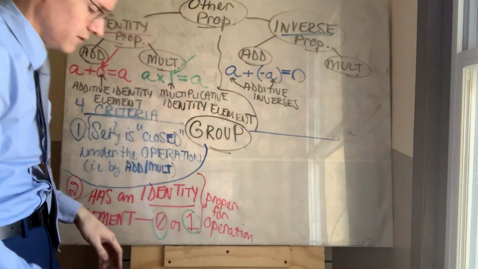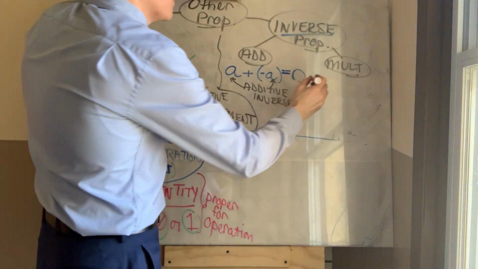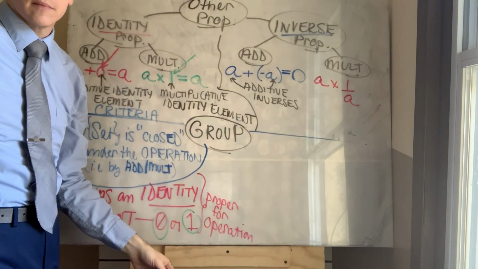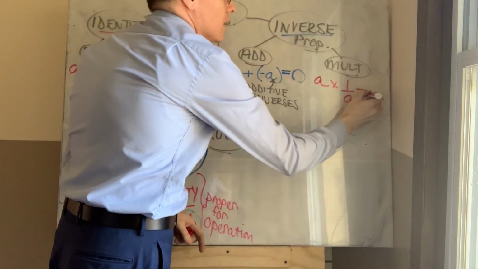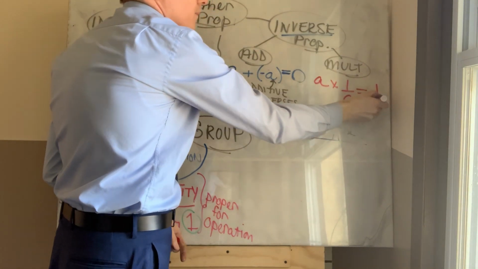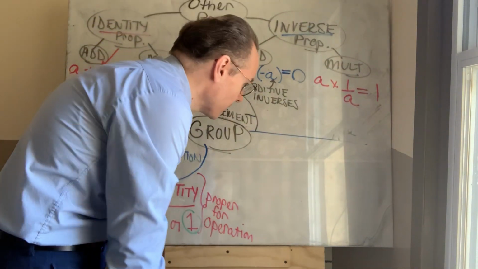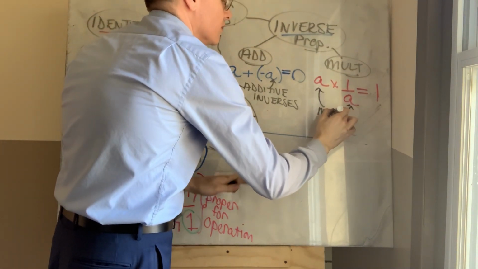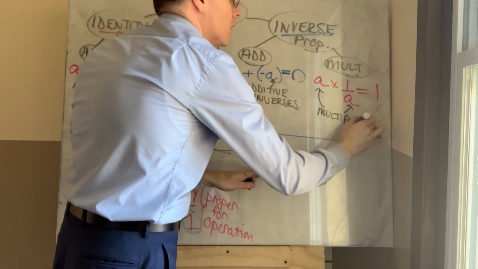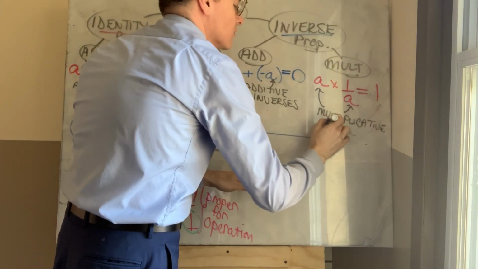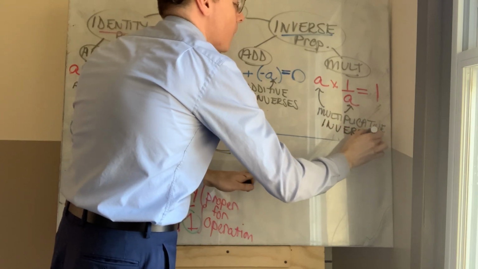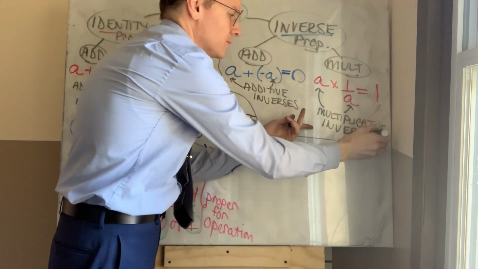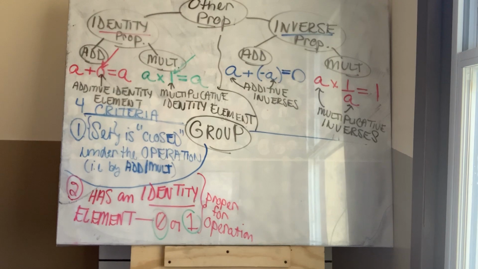Then there are multiplicative inverses. They look like this: a times its reciprocal. They produce 1. These are called multiplicative inverses. A number and its reciprocal are multiplicative inverses, and their outcome is 1 as opposed to 0.